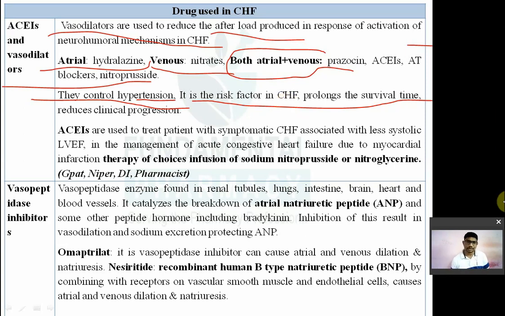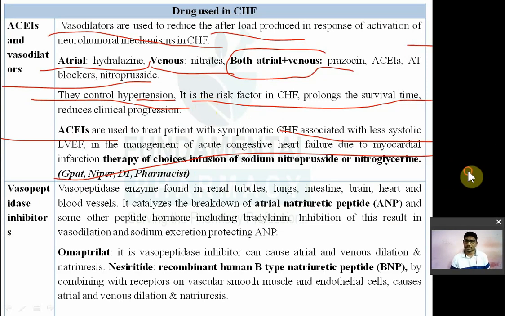Now another category of drug is the ACE inhibitors. ACE inhibitors means angiotensin converting enzyme inhibitors. We have seen these drugs in the antihypertensive chapter, like captopril, enalapril, ramipril. They are used to treat patients with symptomatic congestive cardiac failure associated with low systolic left ventricular ejection fraction. मतलब जिसका ejection fraction कम हो चुका है तो उसको symptomatic treatment के लिए ACE inhibitors आप use कर सकते हैं. And they are also used in the management of acute congestive heart failure due to myocardial infarction.